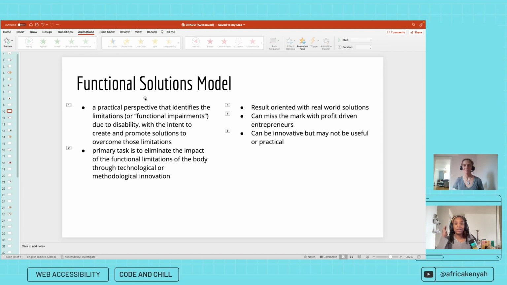The primary task for this one is to eliminate the impact of the functional limitation through specific intervention. So strategically and step by step, showing a person how to do something or giving them exercises or modifying their environment in a way that allows them to be more independent. The good thing about this one is it's results oriented. We have goals, they're measurable. You can look at them and know whether or not it's working. It's methodological, and the solutions are practical, real world solutions that you can absolutely reproduce.